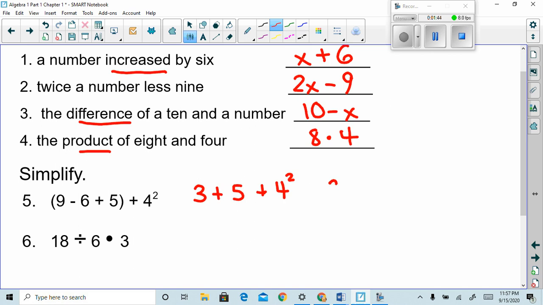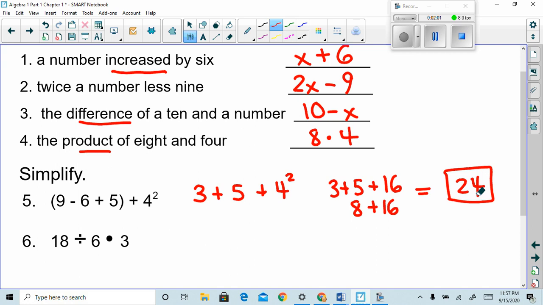squared. Well, 3 plus 5 plus 16. Left to right, I have 8. 8 plus 16 will give me 24.